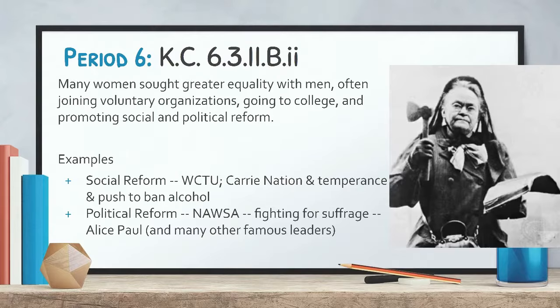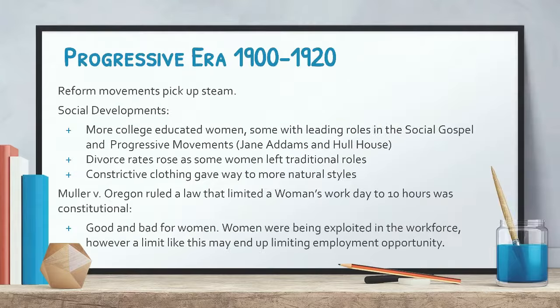Sticking with Key Concept 6.3, many women sought greater equality with men, often joining voluntary organizations, going to college, and promoting social and political reform. Some great examples of this include the social reform groups and reformers, like the Women's Christian Temperance Union and national figure Carrie Nation. A political reform example is the National American Women's Suffrage Association, with many great leaders, including the strident Alice Paul.